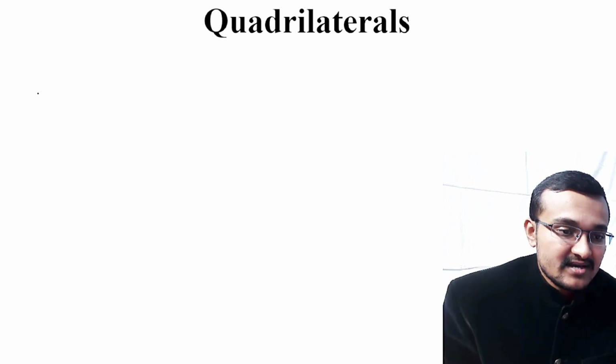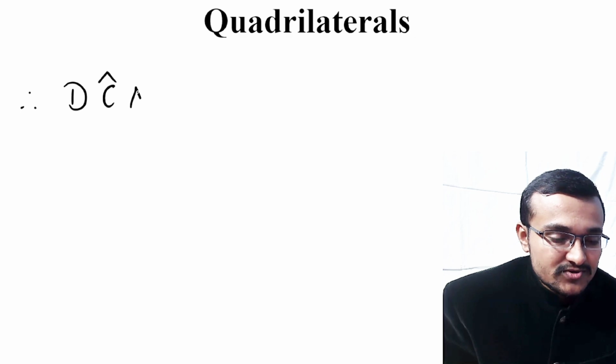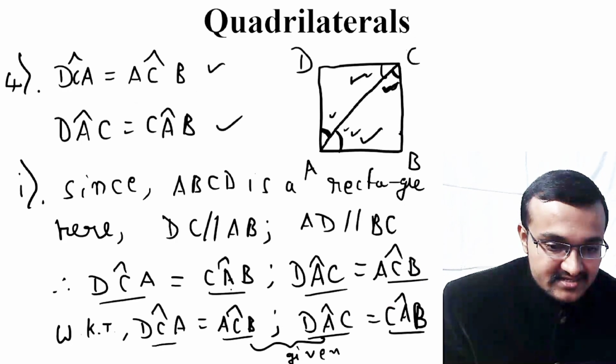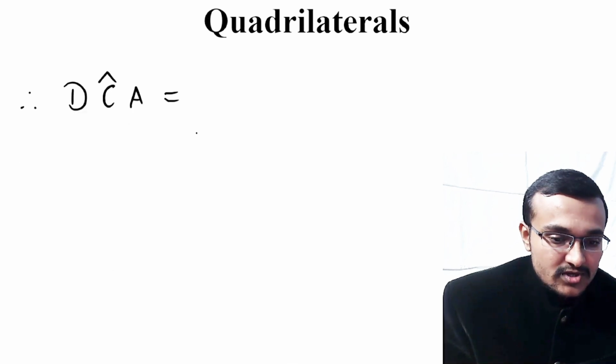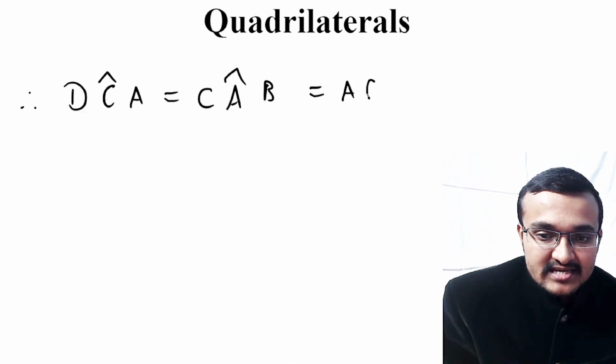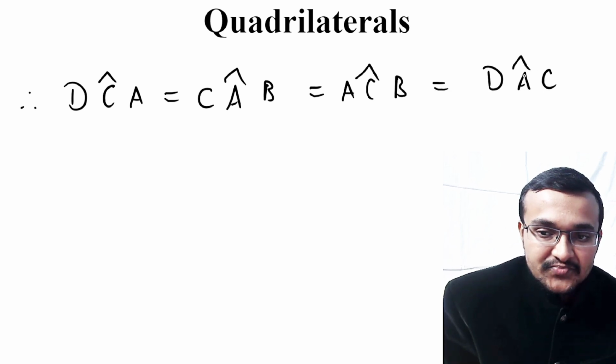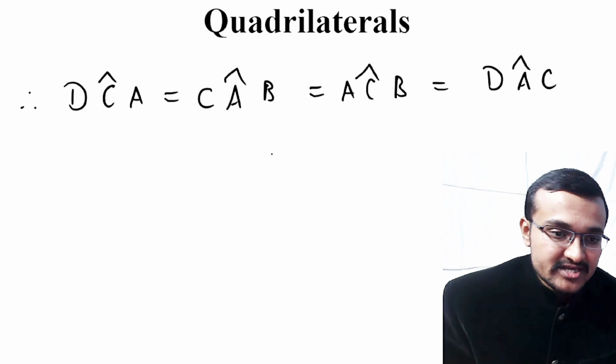So that means, how we did in the previous question, here also all four angles are getting equal to each other. That is, DCA is equal to CAB, which is equal to ACB, which is equal to DAC. So all four angles are equal to each other.